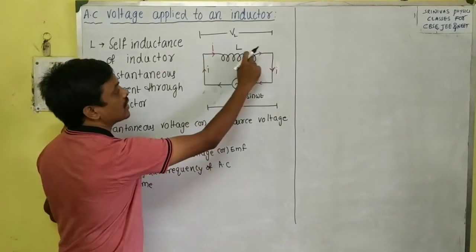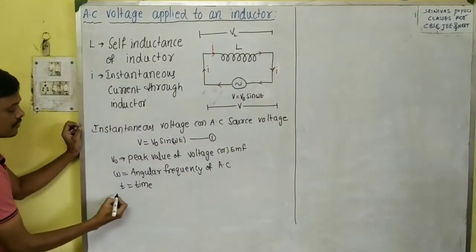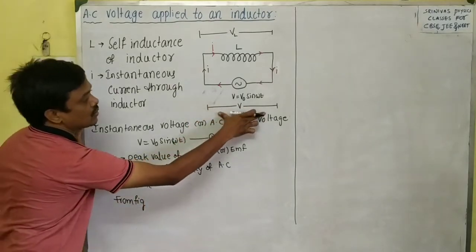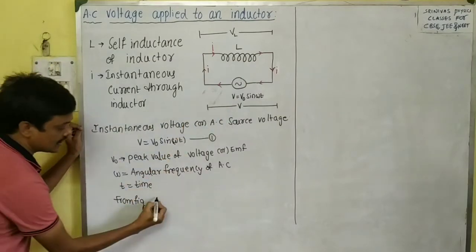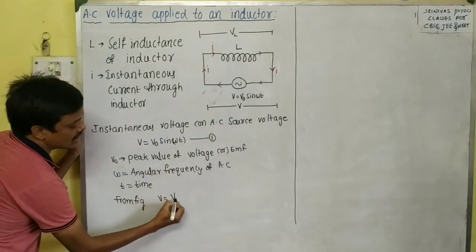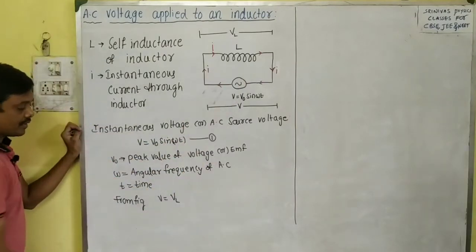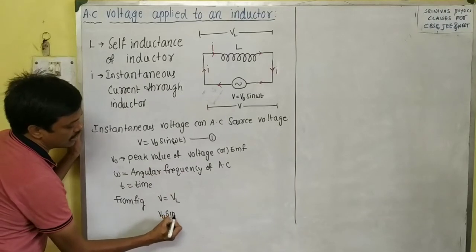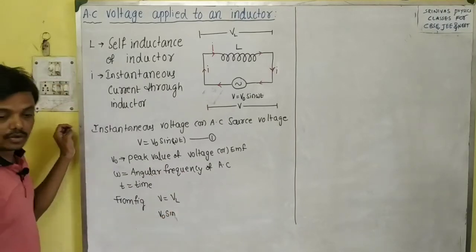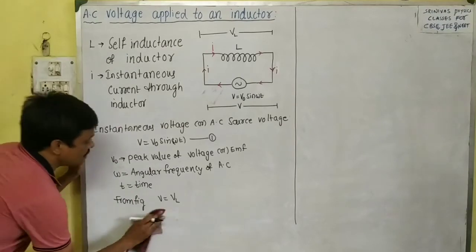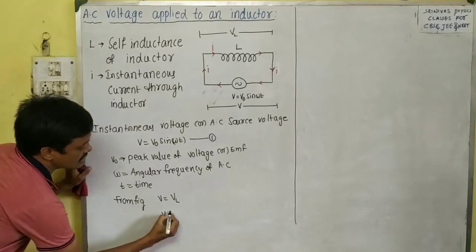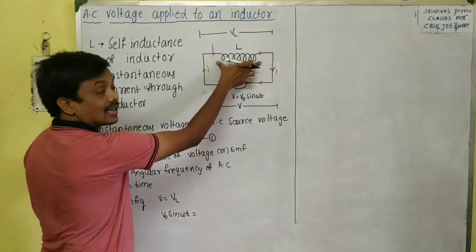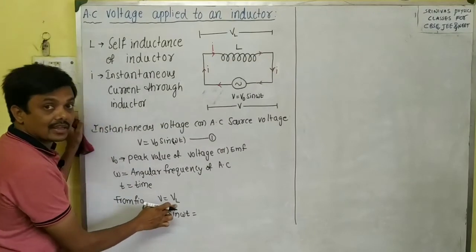At any instant of time, the current through the inductor we can take as I. But from the figure we write one thing, that the voltage across the AC source is equal to the voltage across the inductor. What is the voltage across the inductor? It is nothing but the induced EMF across the inductor. This we can write as the voltage across the AC source, V0 sin omega t, is equal to VL. VL is the voltage across the inductance.